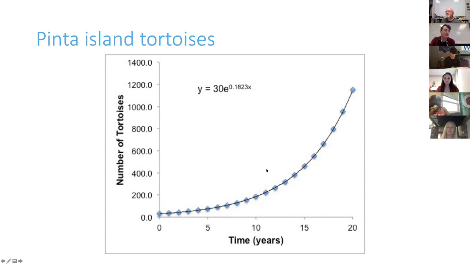Notice with this graph that I've used the variables y and x. So once again, when you read graphs and read models, you want to think about what the variables on the model are, which usually correspond to the axes, and what the parameters of the model are. In this case, that R value, 0.1823, is constant the whole time, but it describes a population that's growing increasingly fast every year because there are more individuals having babies at the same rate every time.